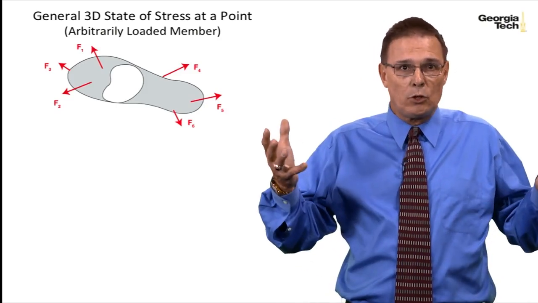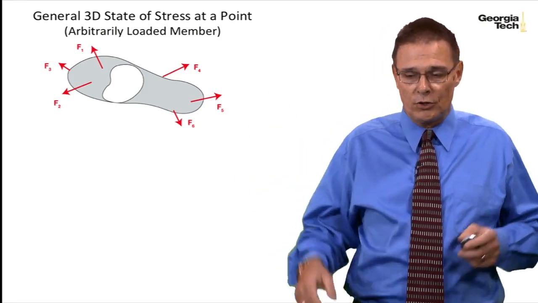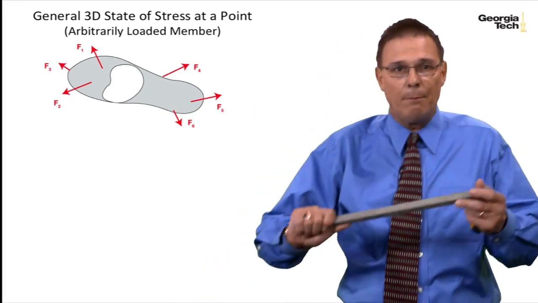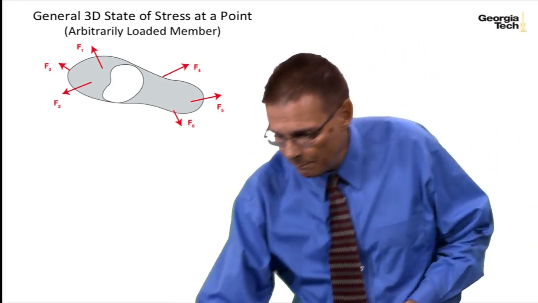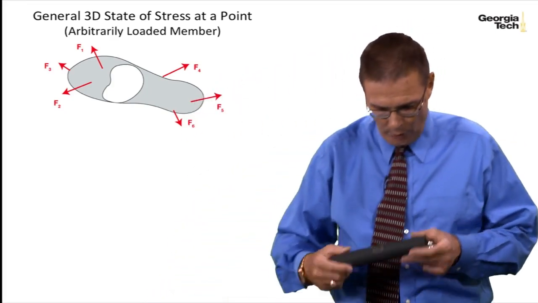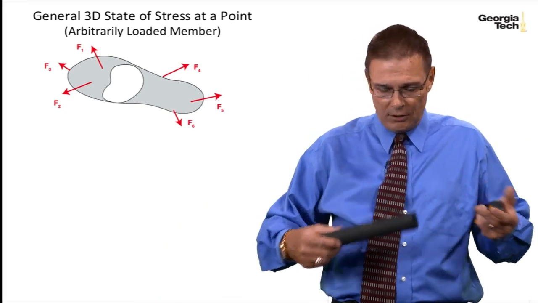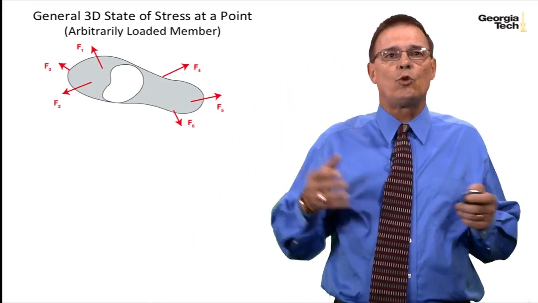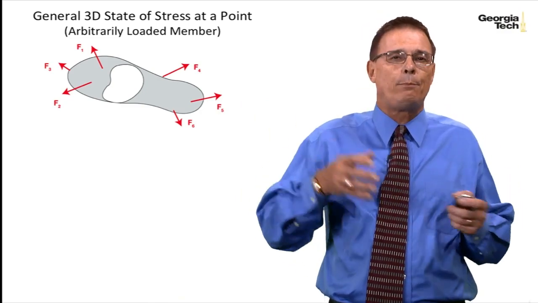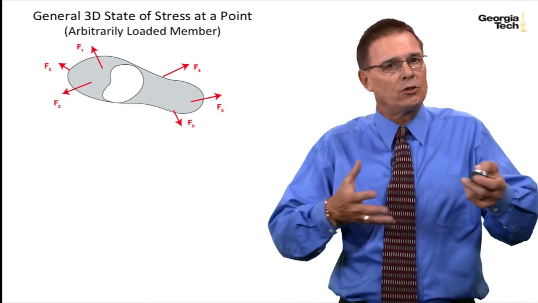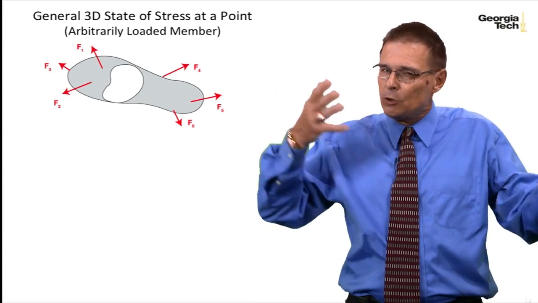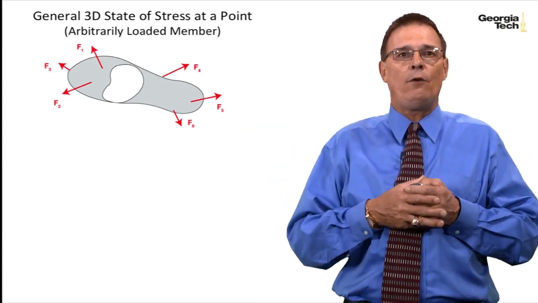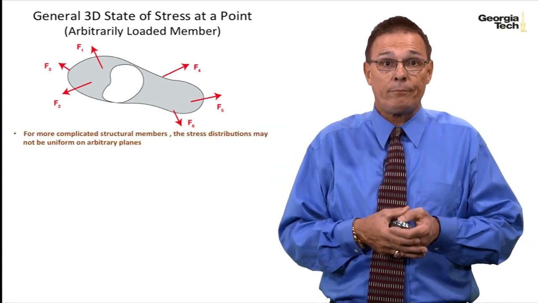Here I show an arbitrarily loaded member with a number of forces acting on it. It could be a bar like this, or it might even be some sort of a tubular section like this. It could be a structural member in a building or a strut in an aircraft or perhaps a part in a mechanical device. So this theory is going to apply for any kind of arbitrarily loaded member.